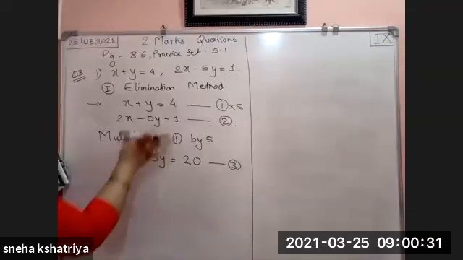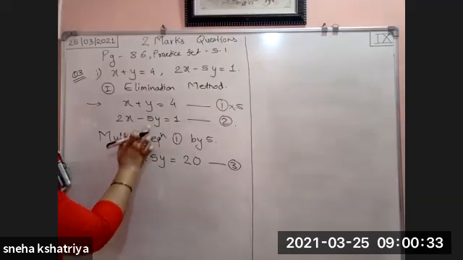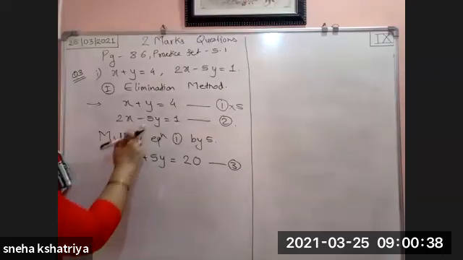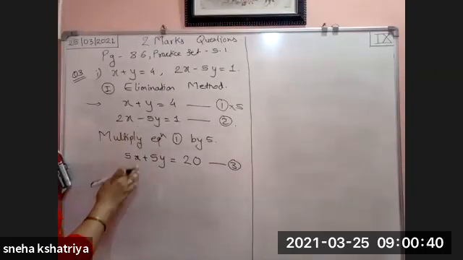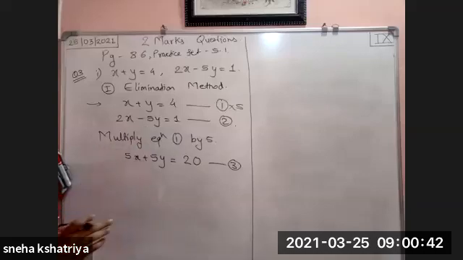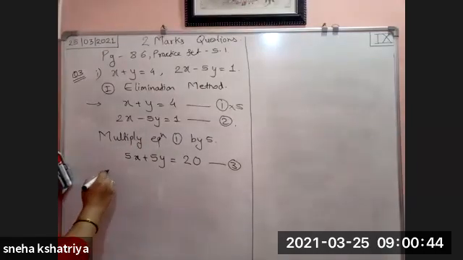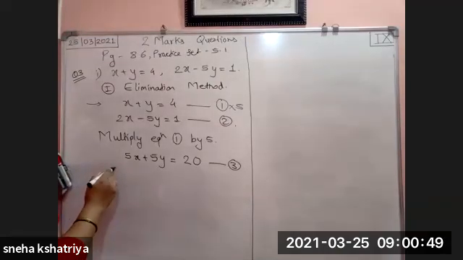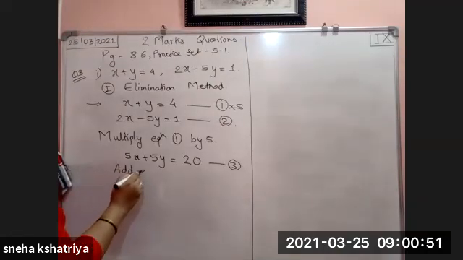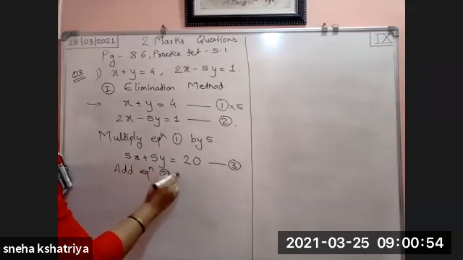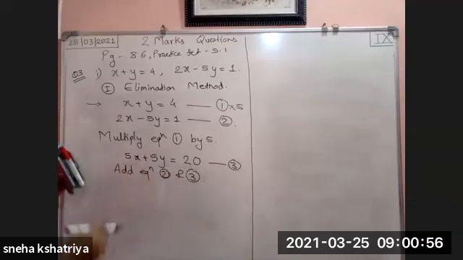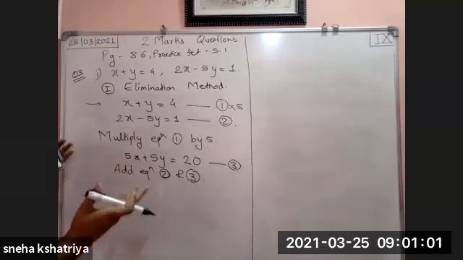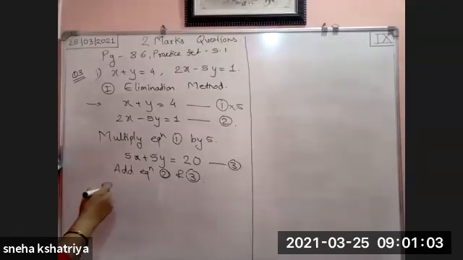Now, as you can see from equation 2 and 3, here plus 5y and here minus 5y is there. So this plus 5y and minus 5y will get cancelled. If we add both the equations, directly these two variables will get cancelled. So therefore we add equation 2 and 3. Whether you write 3 and then 2, or 2 and 3, it doesn't matter because it is addition.